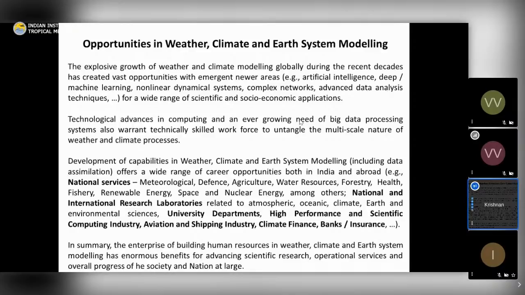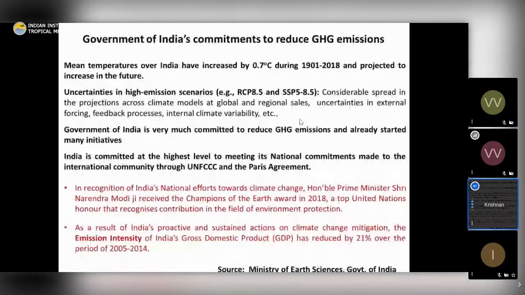In summary, the enterprise of building human resources in weather, climate, and earth system modeling has enormous benefits for advancing scientific research, operational services, and overall progress of society and nation at large.